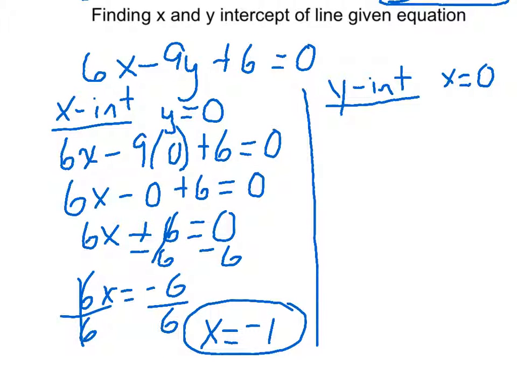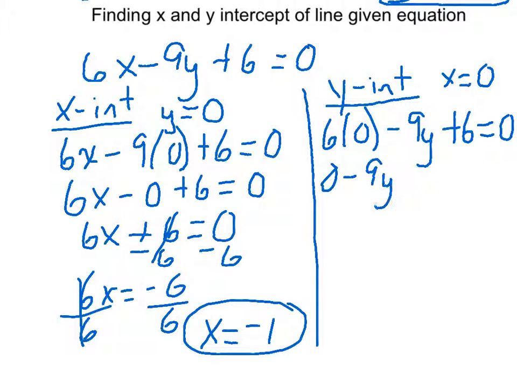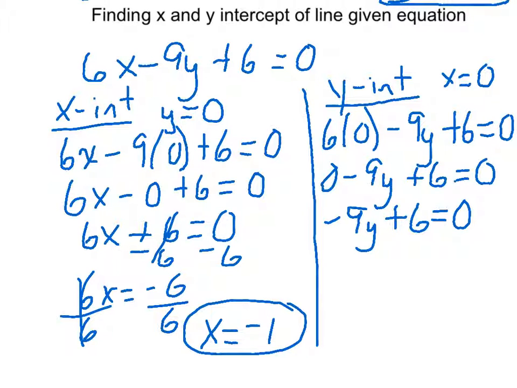Alright, 6 times x becomes 6 times 0 minus 9y plus 6 equals 0. We have to solve for y now. 6 times 0 is 0, so we have 0 minus 9y plus 6 equals 0. We don't need that 0 there, but remember that that negative sign is married to the 9, so it has to stay in our equation. And now we're at the same spot as the previous side of the line here. We have to solve for y.